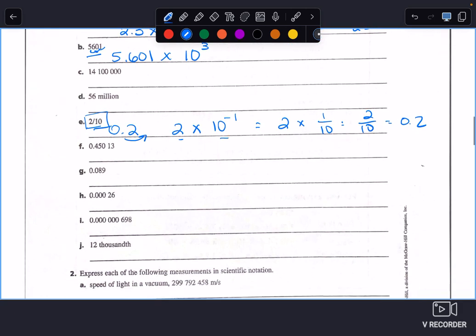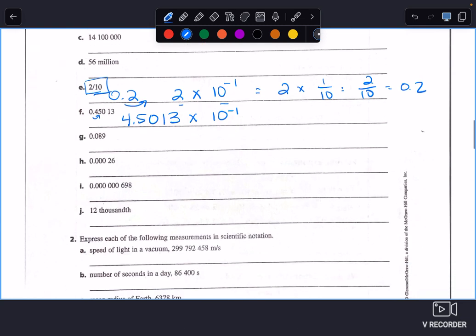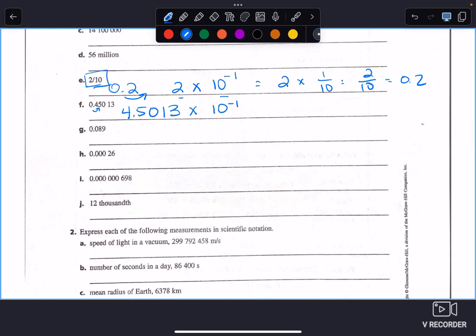Okay, let's do letter F. 0.45013, we want the decimal to be after the first non-zero digit, so we're going to make it 4.5013, and we only moved it over 1 decimal place to do that, and the number is less than 1, and so that is a -1 exponent. I'm just going to go down here and do one more, letter H. We need to move the decimal over after the 2, so it's going to be 2.6, and we're going to count 1, 2, 3, 4 places, and it's a small decimal number, so it's going to be 10 to the -4th.